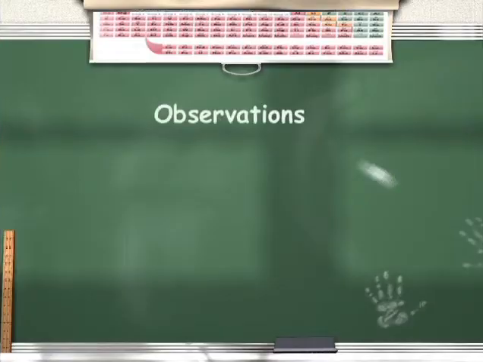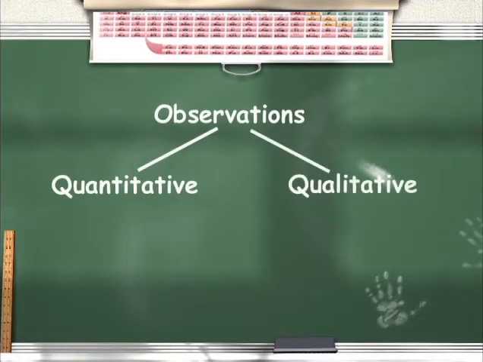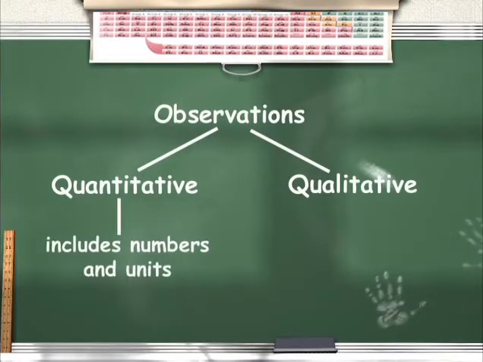I hear bells. That's an observation. It must be time to take notes. Now that's a conclusion. There are 2 types of observations, quantitative and qualitative. Quantitative observations include numbers. There's an easy way to remember this fact.